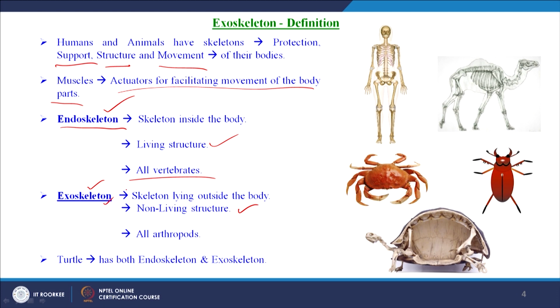As you can see in the schematic, the human being or the animal has the endoskeleton, whereas the crab and the insect have the exoskeleton alone, whereas the turtle is the only living being which has both the endoskeleton and the exoskeleton, as you can see in the schematic, which is the exoskeleton, and we have the endoskeleton, the bony structure inside the turtle body.